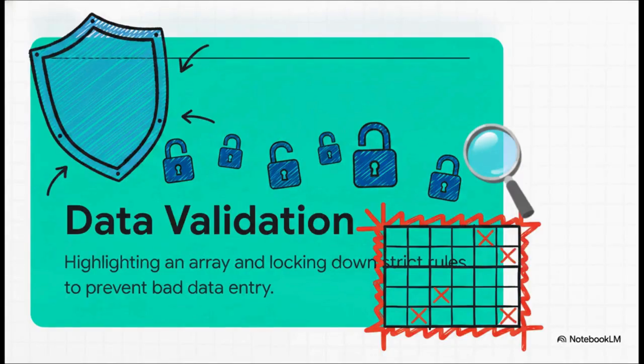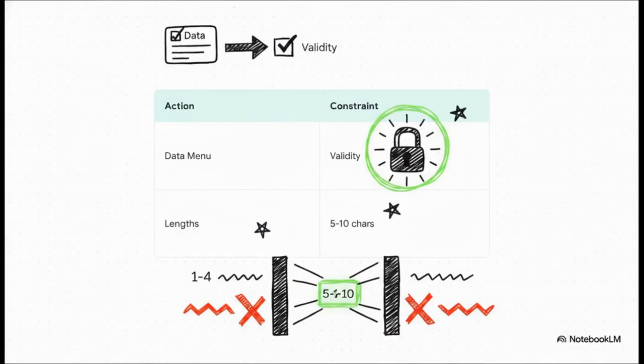So this is where utilizing data validation becomes your best friend. It lets you build a bulletproof shield around your inputs. And remember, data validation isn't just a polite suggestion for the user. It is an absolute hard technical barrier. You are highlighting an entire array of cells and essentially telling Calc, under no circumstances allow anyone to bypass these rules. To lock down that column properly, you've got to configure some really strict parameters.